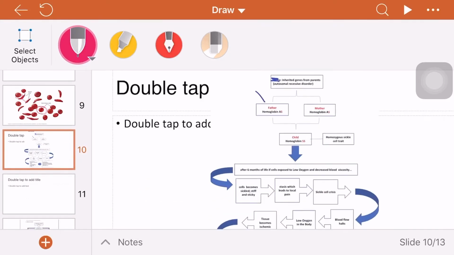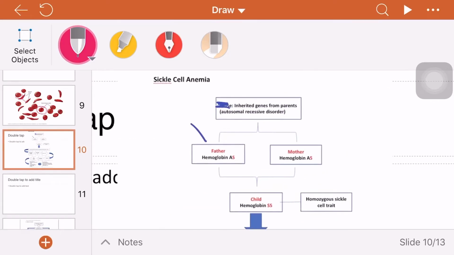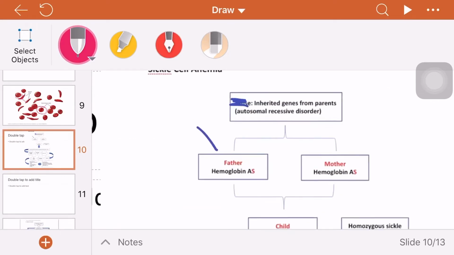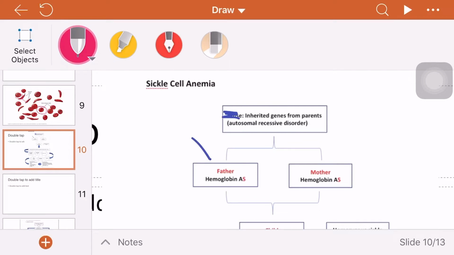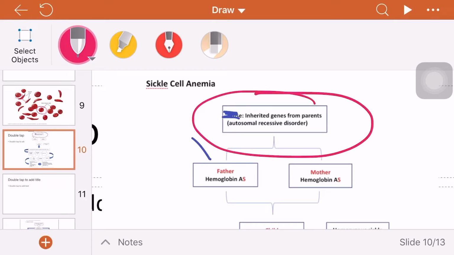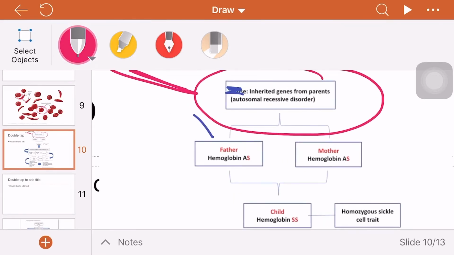Okay. Now, let's look at the pathophysiology. The first thing you do is to know the cause. The cause is inherited genes from parents, an autosomal recessive disorder. This is a predisposing factor. Now, where does it start?